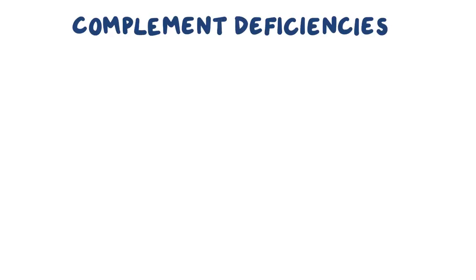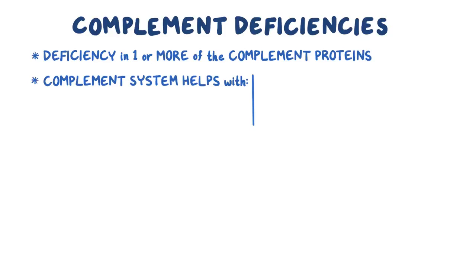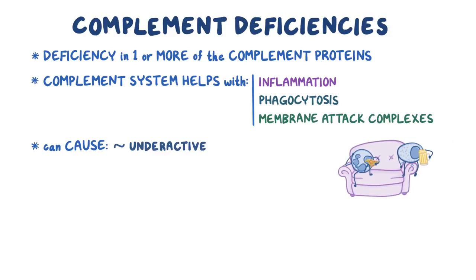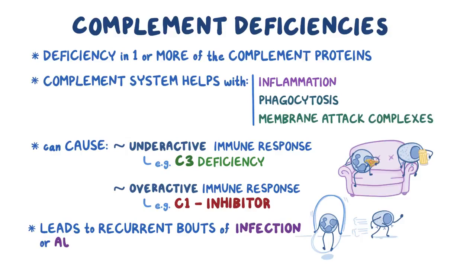Alright, as a quick recap. Complement deficiencies are a group of disorders, all of which have a deficiency in one or more complement proteins. Overall, the complement system helps with three important processes: inflammation, phagocytosis, and the creation of membrane attack complexes. Complement deficiencies can either cause underactive immune responses, like if a deficient protein would normally activate the complement system, say with C3, or an overactive immune response, like if a deficient protein would normally inhibit the complement system, say with the C1 inhibitor. Typically, complement deficiencies lead to recurrent bouts of infection or autoimmune reactions.